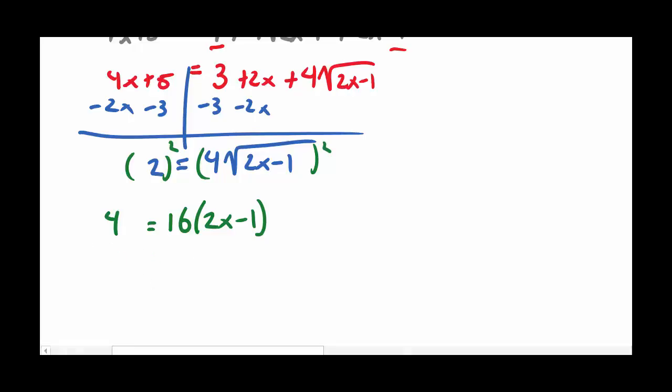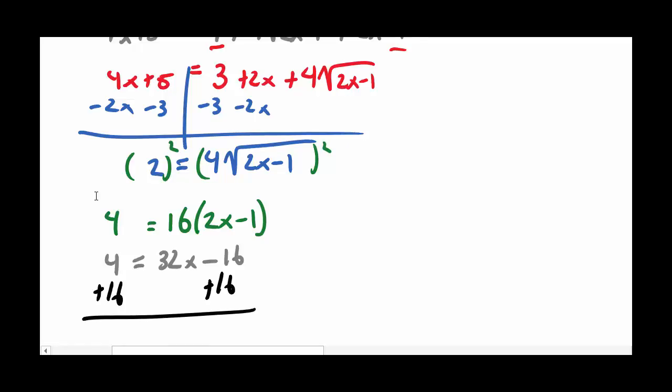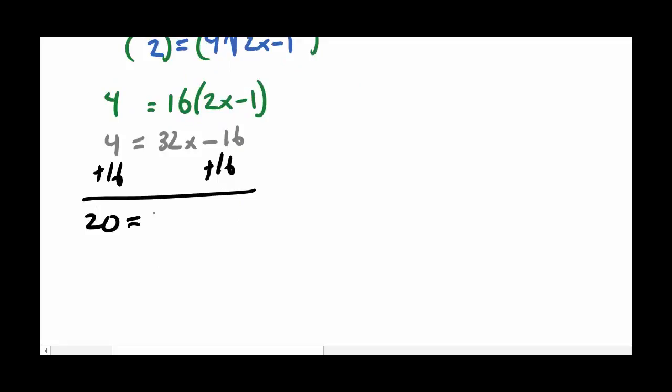So then I get 4 equals 16. I went to the trouble of switching all these colors, and I stopped doing that. Let's see, so 16 times 2x is 32x minus 16. And then I'll add 16 to both sides. And I get 20 equals 32x. So then I want to divide. And so x is 10 over 16, 5/8.